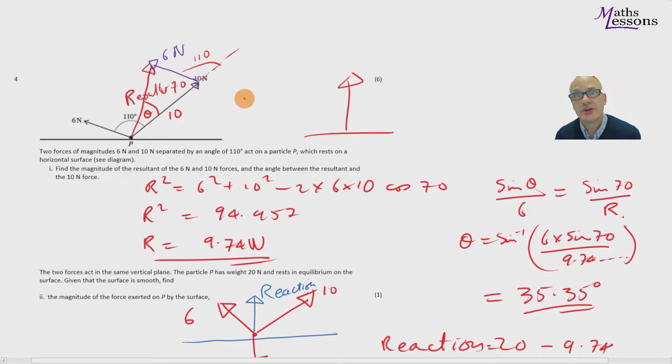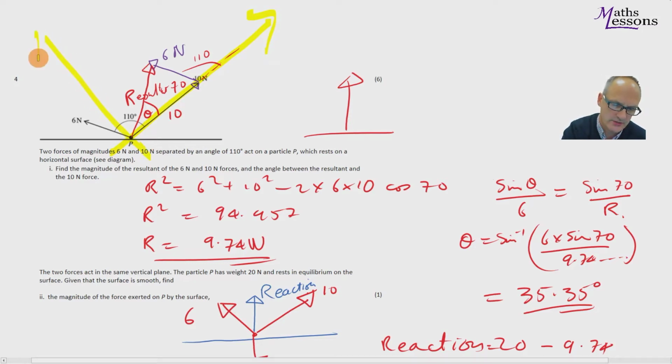Another way you could have done it, if you didn't want to use the sine and cosine rule, is to make this direction here our x direction and this direction our y direction. We could have resolved in those two directions and added up all our components, and then you could have found the resultant of those. That would give you an x component for the 10 and a y component for the 10. In fact, it's going to be 10, 0.